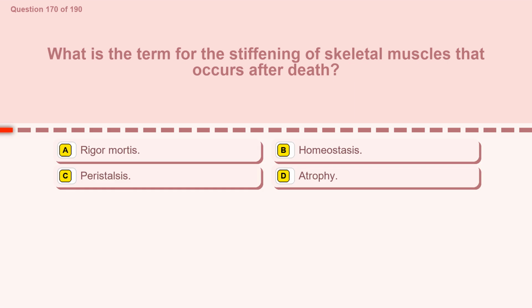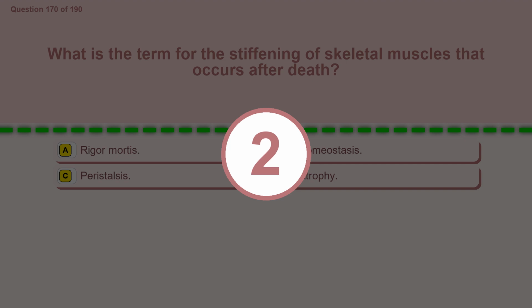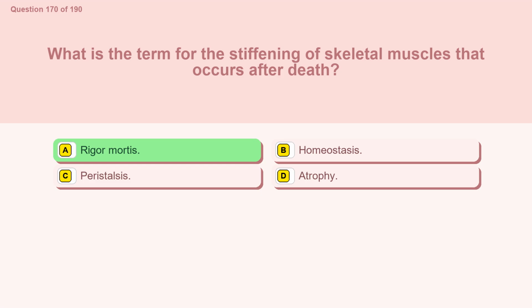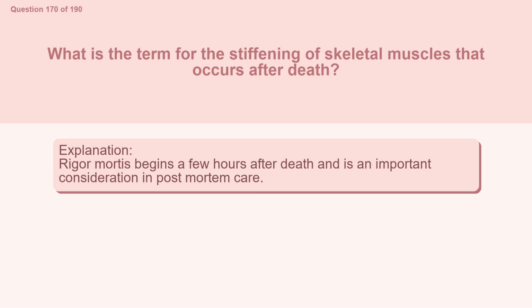Question 170. What is the term for the stiffening of skeletal muscles that occurs after death? Option A, rigor mortis. Option B, homeostasis. Option C, peristalsis. Option D, atrophy. The correct answer is option A, rigor mortis. Rigor mortis begins a few hours after death and is an important consideration in post-mortem care.